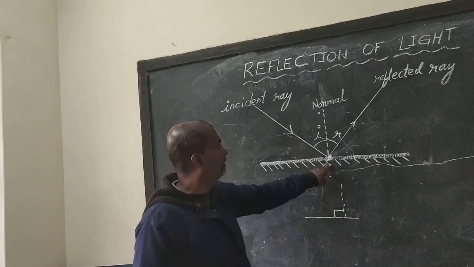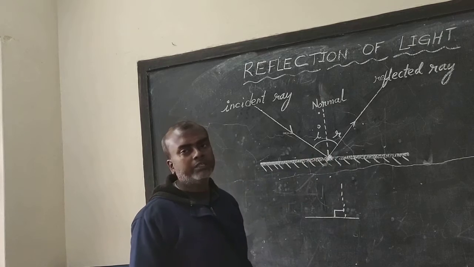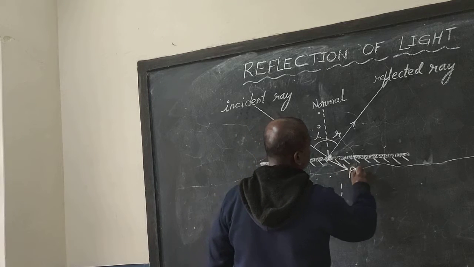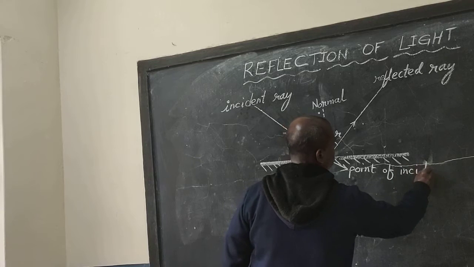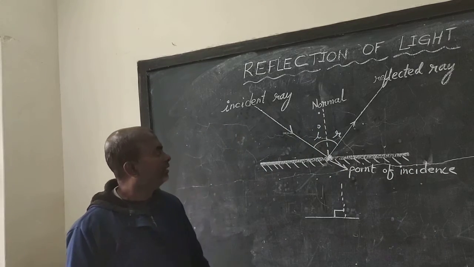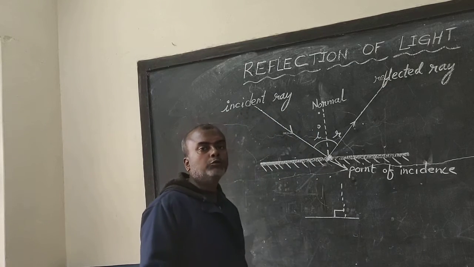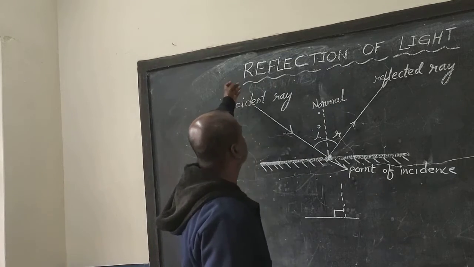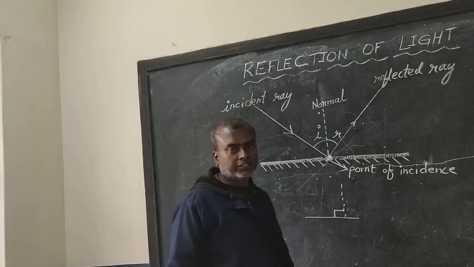This normal line is drawn from the point where the incident ray strikes the mirror. By the way, the incident ray is the light which comes towards the mirror. The point where it strikes is known as the point of incidence. Then it will go back. It will bounce back into the same medium from where it came. Above is air, this is glass. It is going back to air again in an opposite direction.